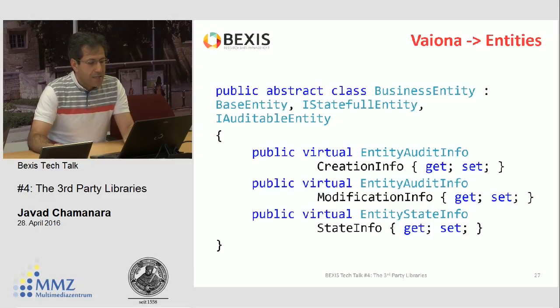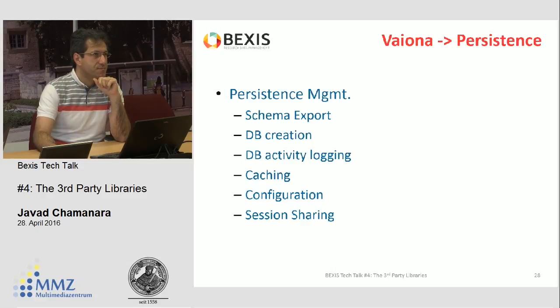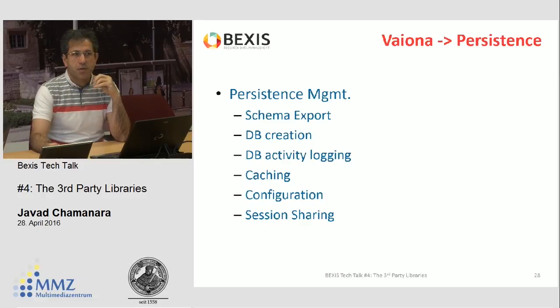So with these entities, then we have a persistence layer or persistence logic in the Vaiona library, which helps us to do a schema export, database creation, database activity logging, caching, configuration, and session sharing, which I will also go through very shortly, but maybe we can just break here for 1 or 2 minutes if there is anything.